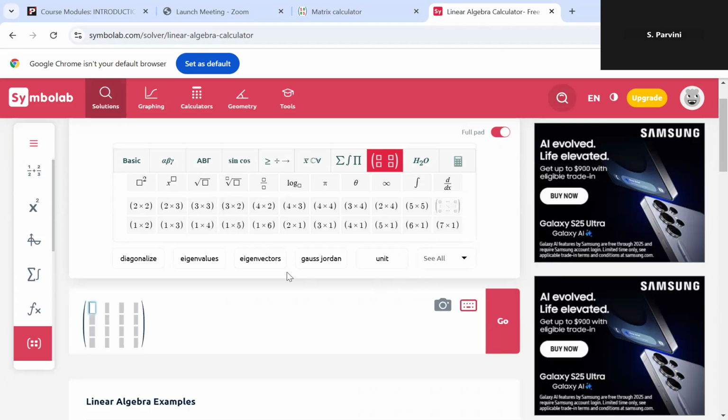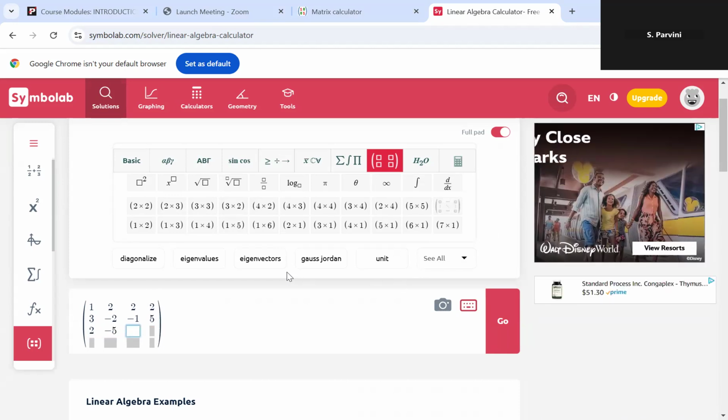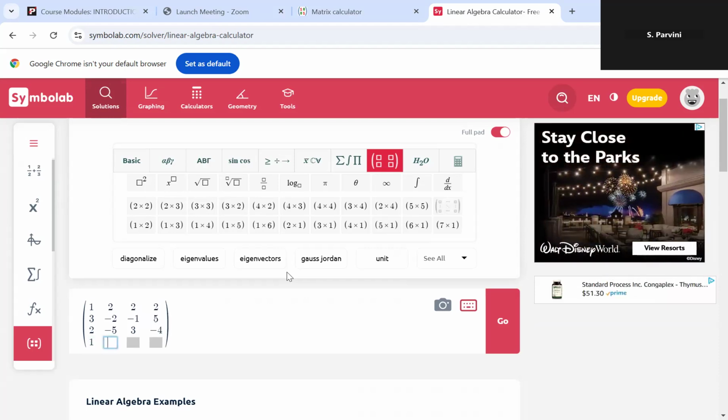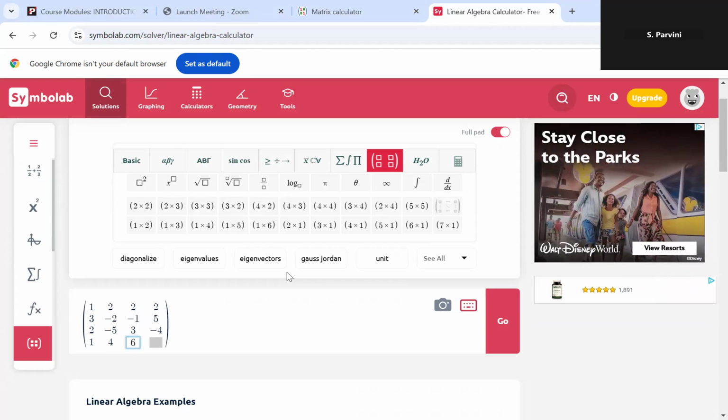The coefficients are 1, 2, 2, 2. Then we have 3, -2, -1, 5. I'm in Symbolab, folks. 2, -5, 3, and -4. And the last row is going to be 1, 4, 6, 0. Just let me check, make sure I transferred the numbers correctly. Yeah, it looks right, but please again, double check.